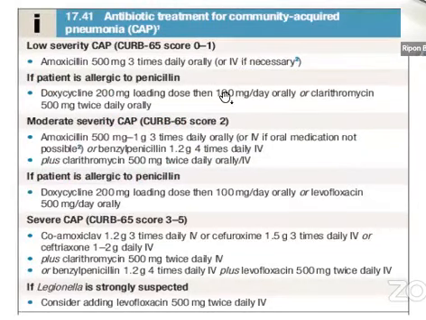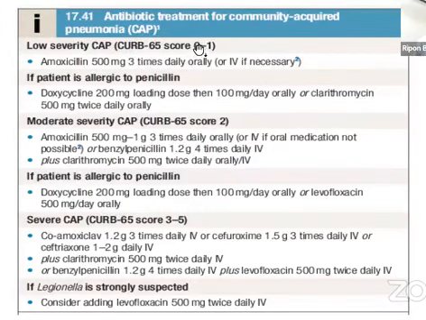This guideline is also taken from Davidson's medicine, the antibiotic treatment for community-acquired pneumonia. Here the antibiotic guideline is mentioned according to the CURB score: confusion, uremia, respiratory rate, blood pressure, age 65. It is actually a clinical score, so I'm not going into details.